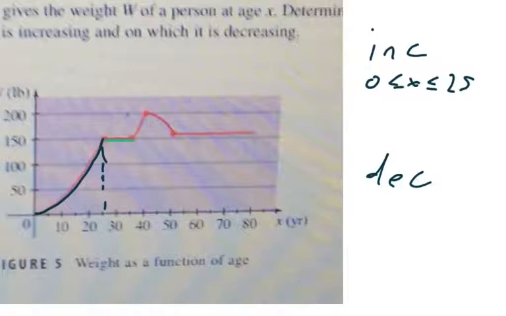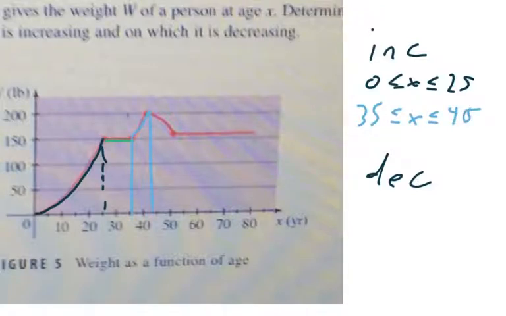This little green part looks like it is just steady as she goes, so we are not increasing or decreasing. This blue part we are once again increasing, from looks like 35 to 45 if I graph this correctly. So once again the blue part is increasing because our weight went up from the ages of 35 to 45.